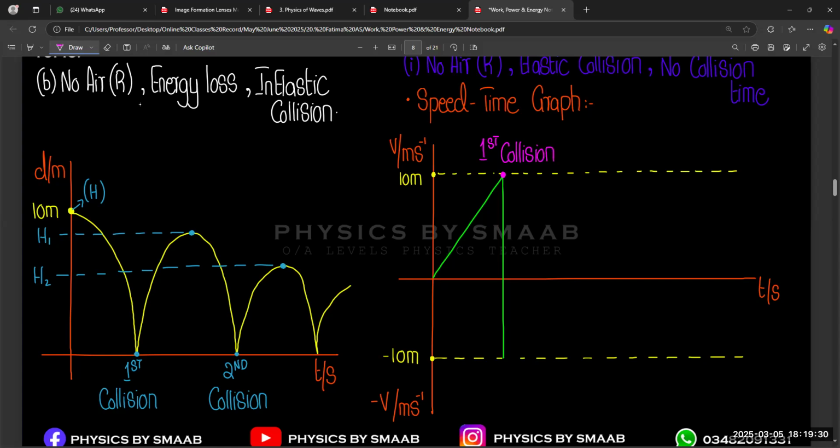Because the previous graph is a distance time graph, we are starting from maximum height. That's why it starts from the maximum point and reaches the minimum point. But now we have a speed time graph. In a speed time graph, definitely we start from zero, because when we drop an object, initially the speed of the body is zero, then it starts to increase continuously. In the same way, the speed of the body is increasing.